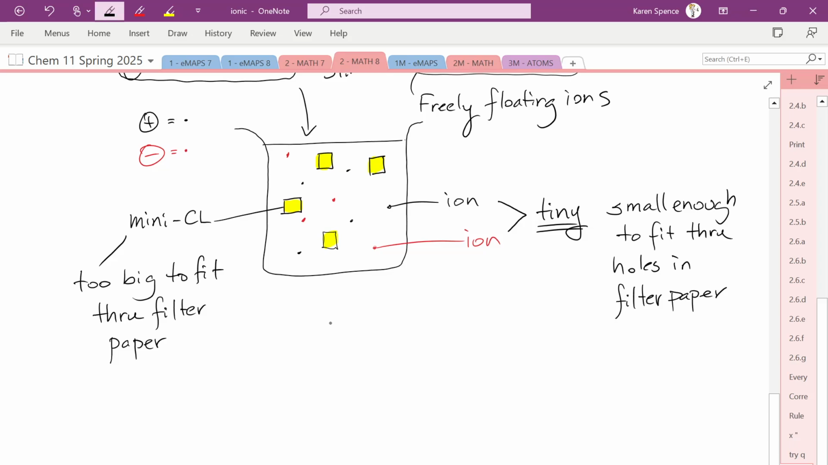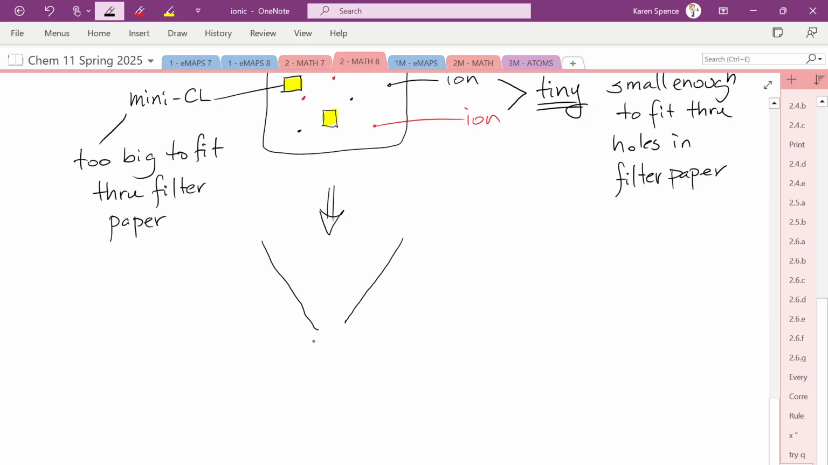So we're going to now pour this through the funnel. There's our filter paper.